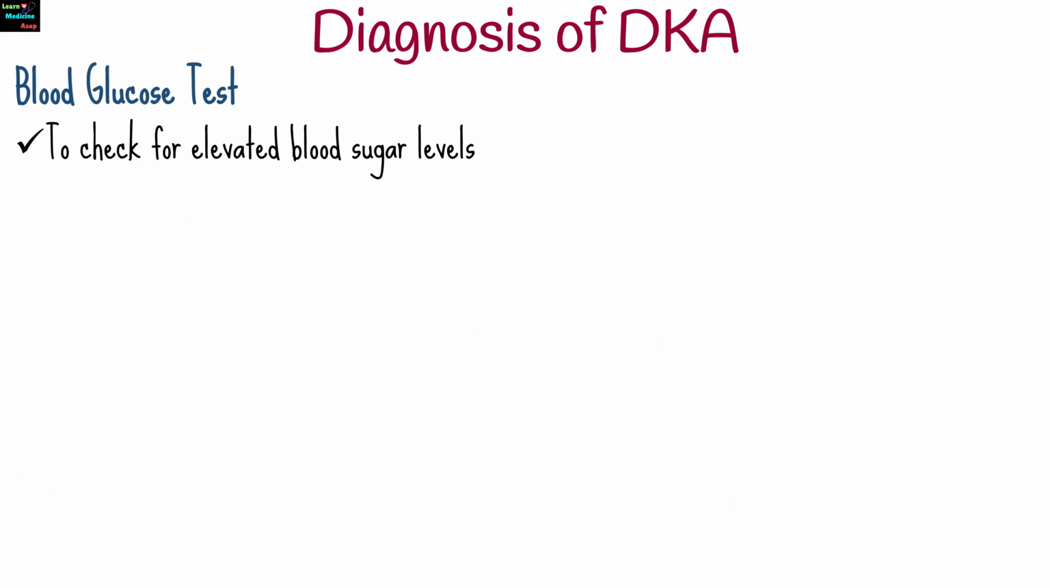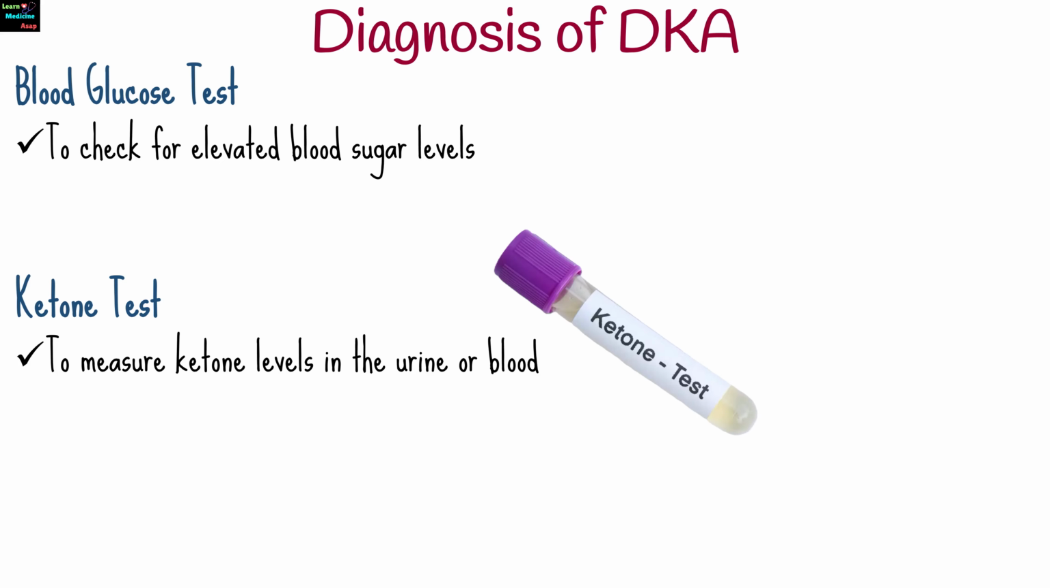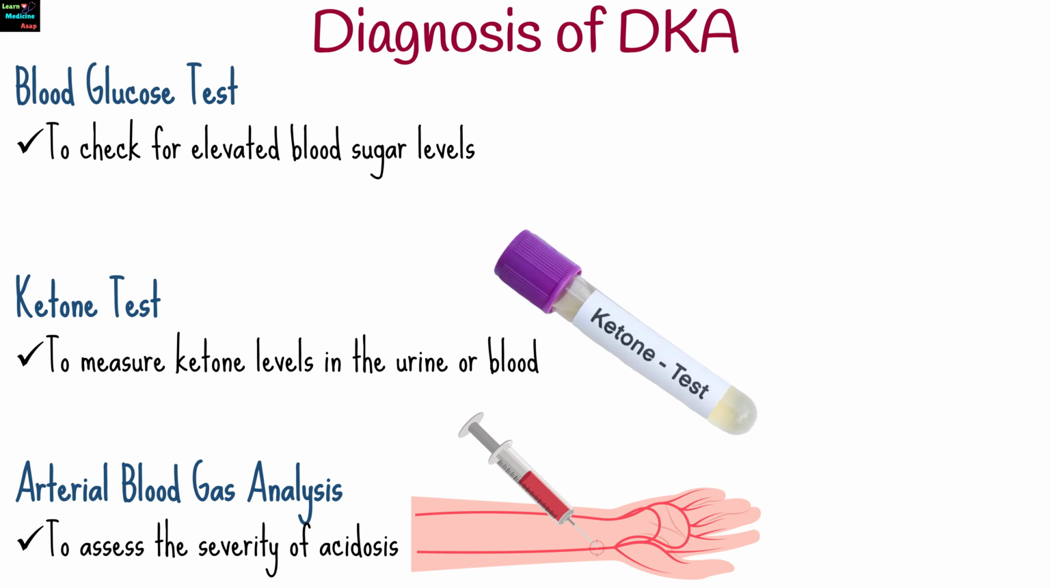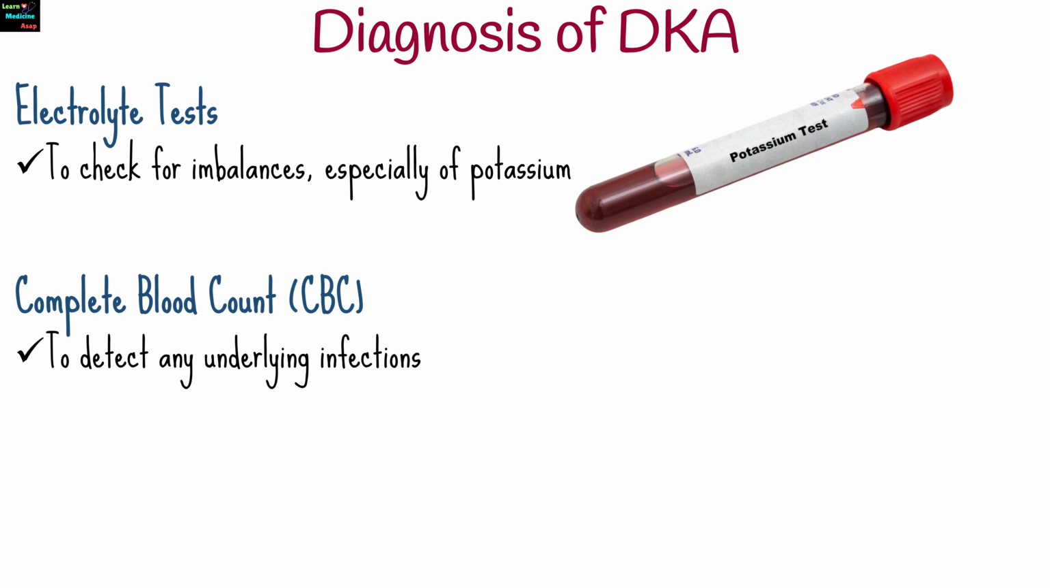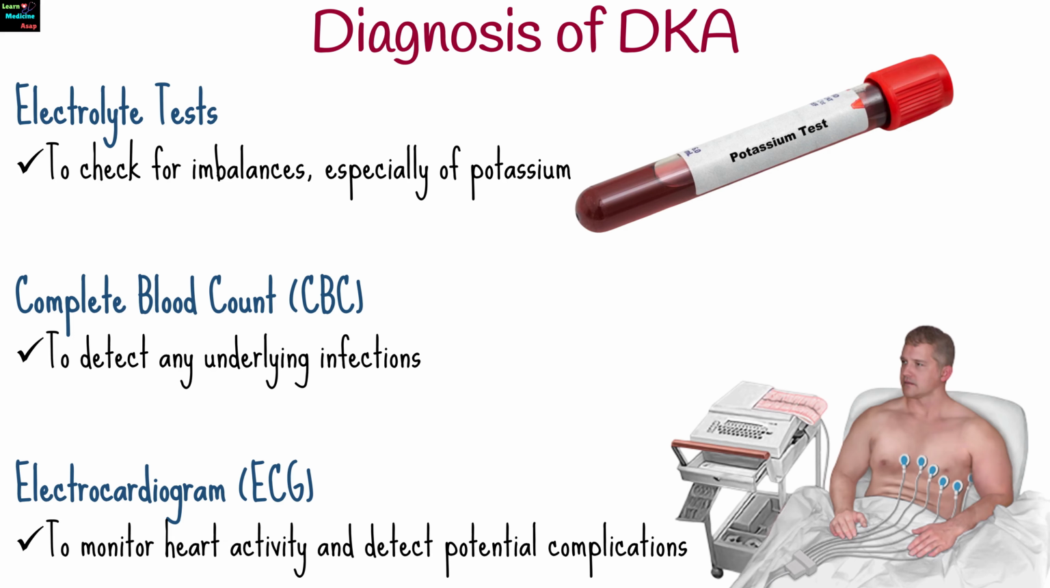The diagnosis of DKA involves several tests and clinical evaluations. Blood glucose test to check for elevated blood sugar levels. Measuring ketone levels in the urine or blood. Arterial blood gas analysis to assess the severity of acidosis. Electrolyte tests to check for imbalances, especially of potassium. Complete blood count to detect any underlying infections. Electrocardiogram to monitor heart activity and detect potential complications.